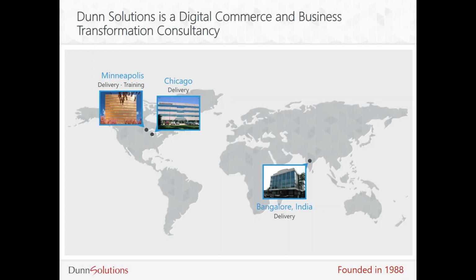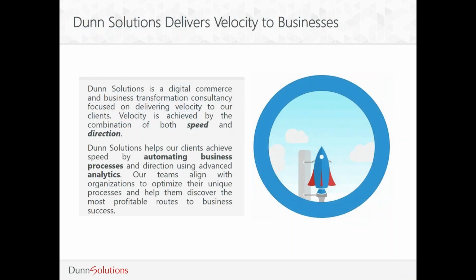Dunn Solutions is a digital commerce and business transformation consultancy. We have been around for about 30 years. We are headquartered in Chicago, but we also have offices in Minneapolis and Bangalore, India. Dunn Solutions delivers velocity to business.